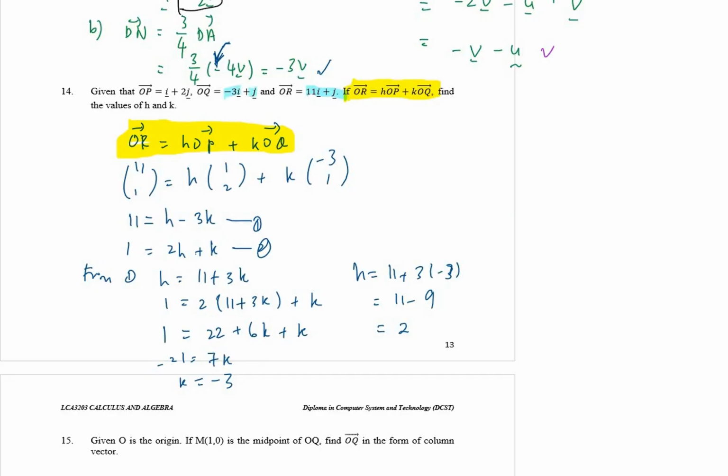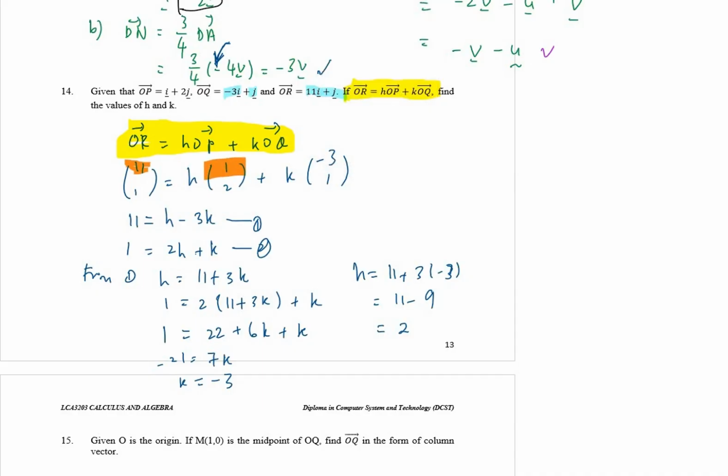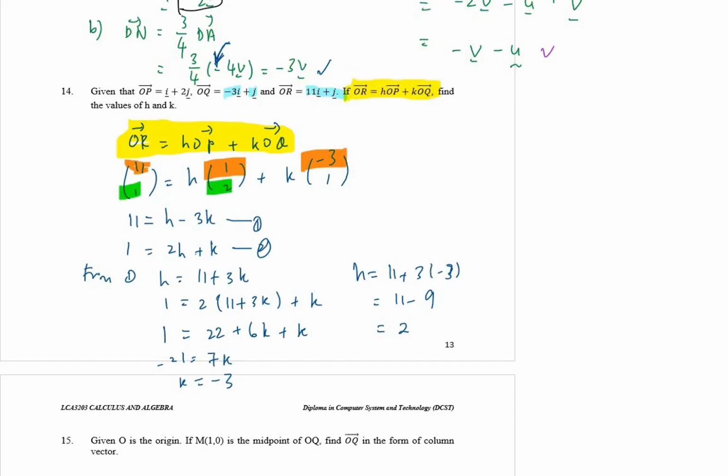Okay, so you put in already, you compare the one that is on top, and then you compare the one that is at the bottom. So you have two equations. Alright, so after that, you just solve simultaneous equation. Like how you have been solving simultaneous linear equation, you get K equals to negative 3 and H equals to 2.